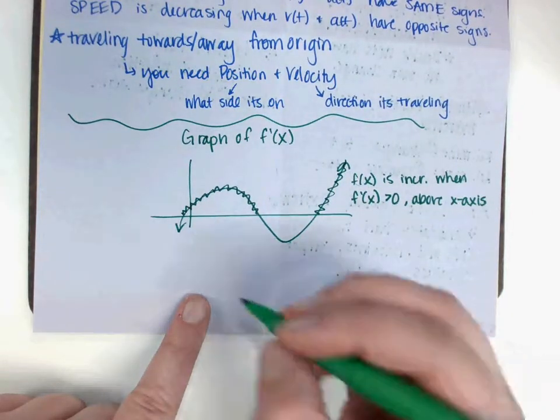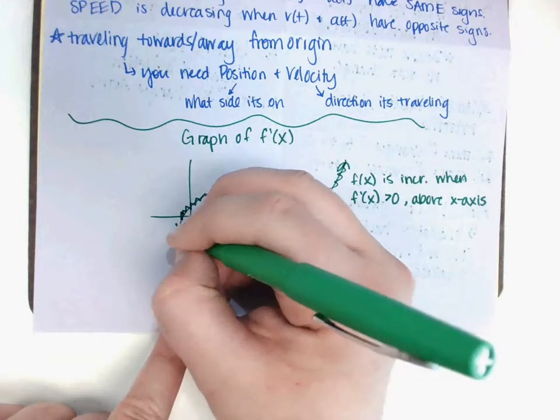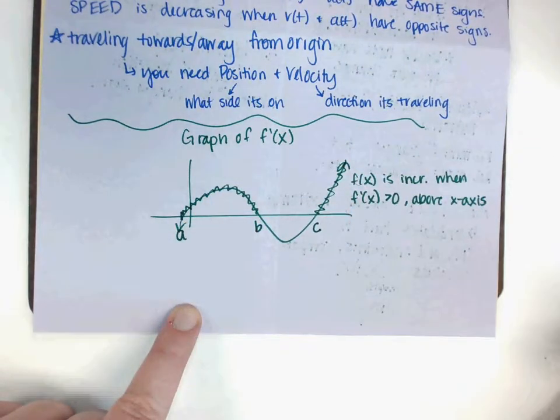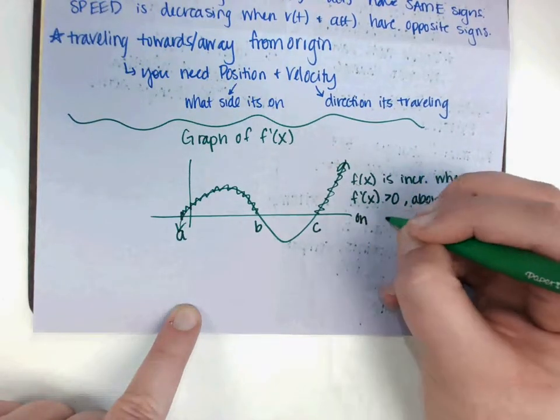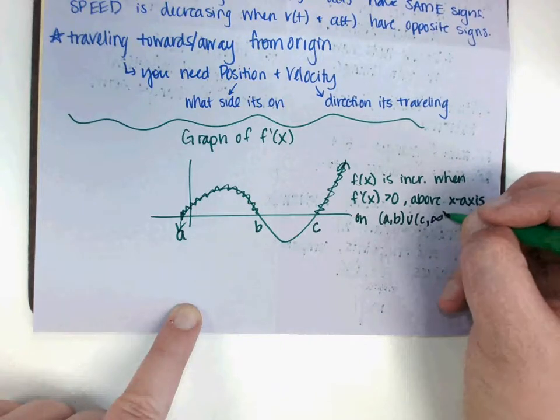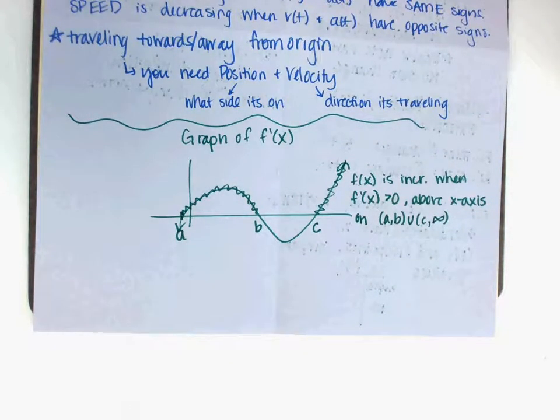Okay, so let's go ahead and give this some letters. So we'll say this is A, B, C, and then we'll say that's infinity. So that would be on A to B, union C to infinity. Okay, now when would my particle f of x be decreasing? Well, it would be when it's below. Okay, second question would be f prime.